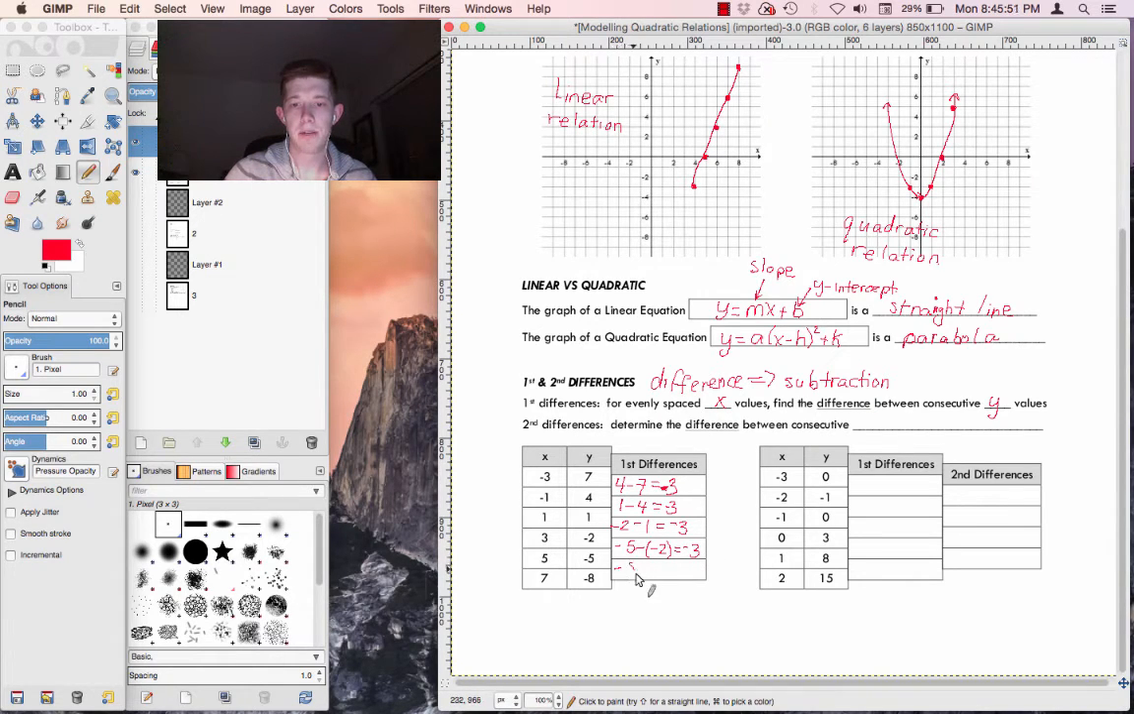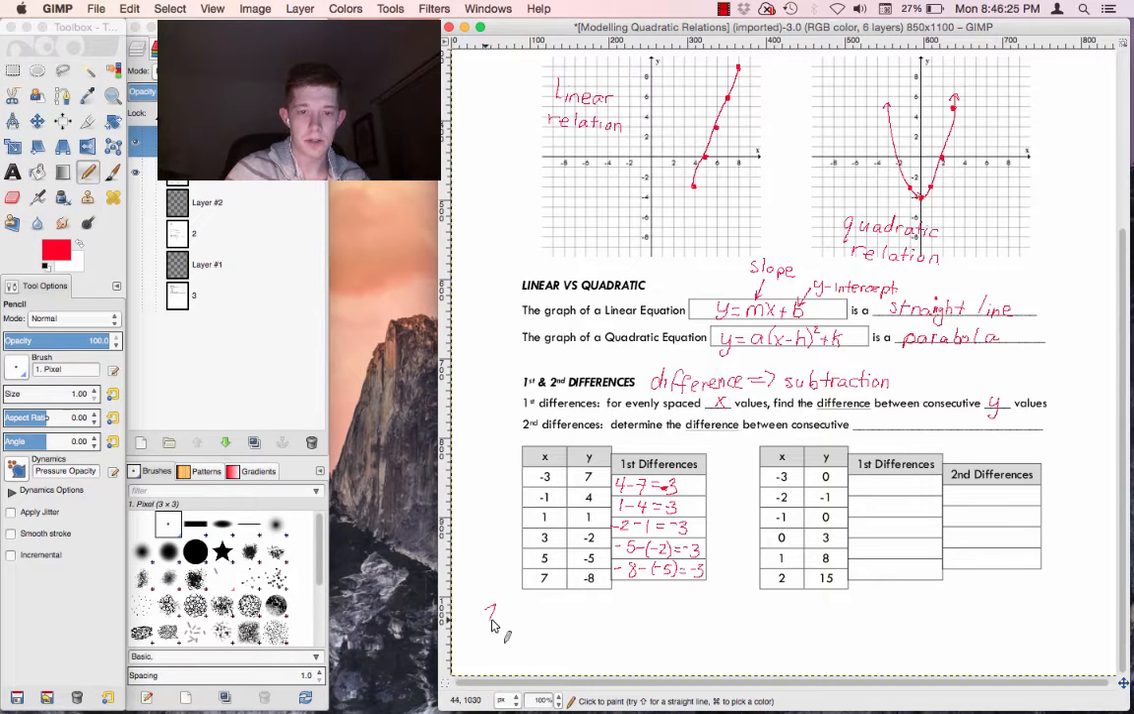In the next set I have minus 8 subtract minus 5, or negative 8 subtract negative 5. You can think of these two negative signs as making a positive sign. So I get negative 8 plus 5, and that gives me minus 3. So I notice here that all of my first differences are the same. Now if you were to graph this, you're going to find out that you get a straight line.